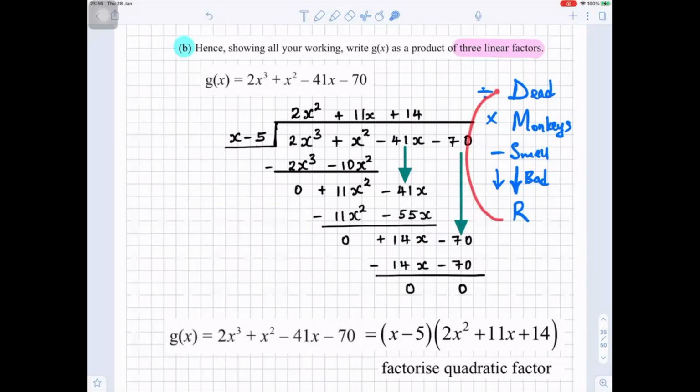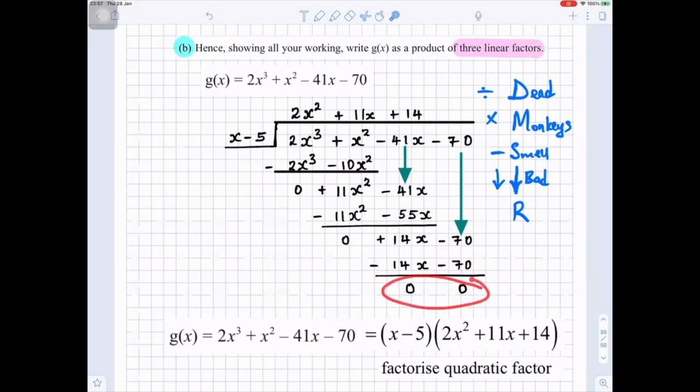We'll go back and repeat. 14x divided by 4x gives you 14. Multiply is the next. 14 times x is 14x. 14 times minus 5 is minus 70. Subtract is the next. 14x minus 14x is 0. Minus 70 minus 70. Minus and minus becomes a plus. So it becomes 70 minus 70, which is 0.